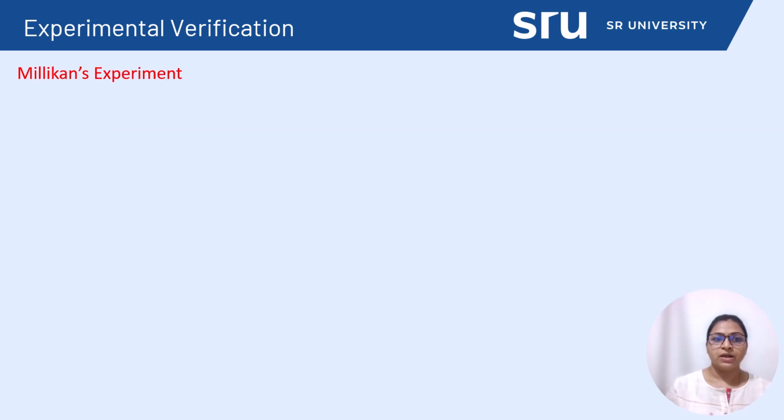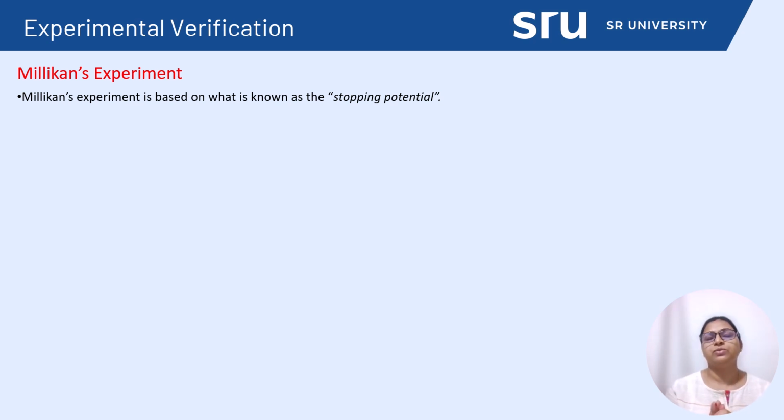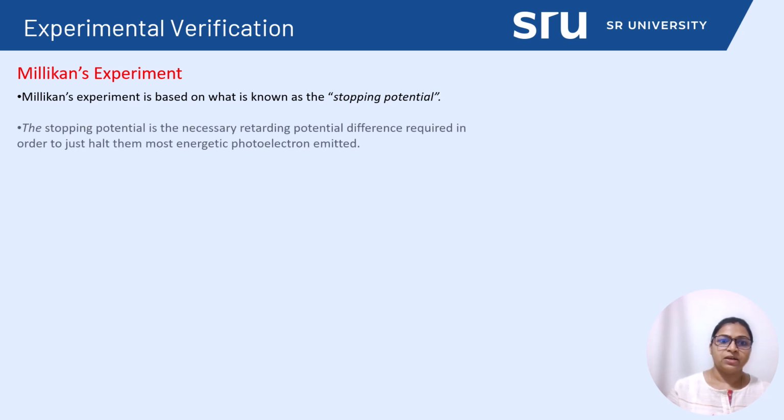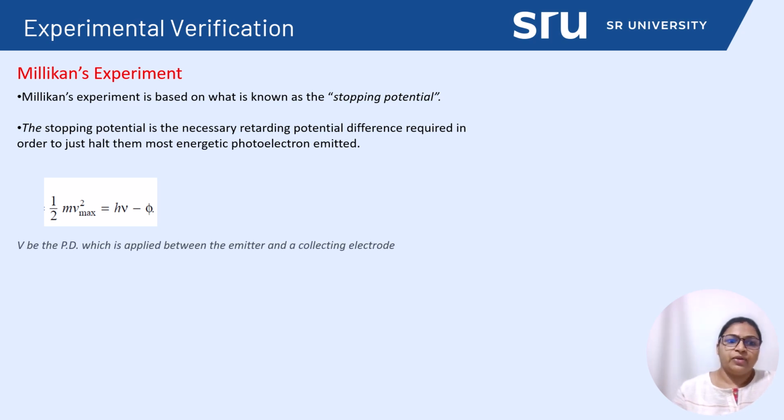So let us see Millikan's experiment, which is based on what is known as the stopping potential. He actually used the stopping potential, which is the retarding potential difference required in order to just hold back the most energetic photoelectron emitted. So he used this stopping potential and then found the relation. The total kinetic energy of the photoelectron at the surface of the metal irradiated by light of frequency nu is half of m v square equals h nu minus phi.